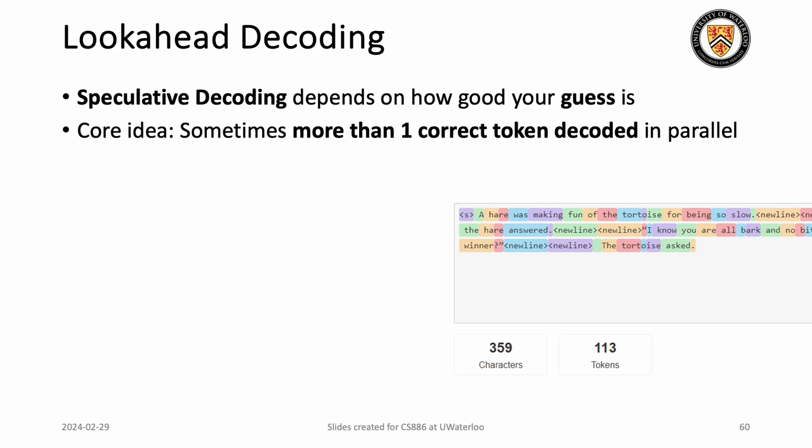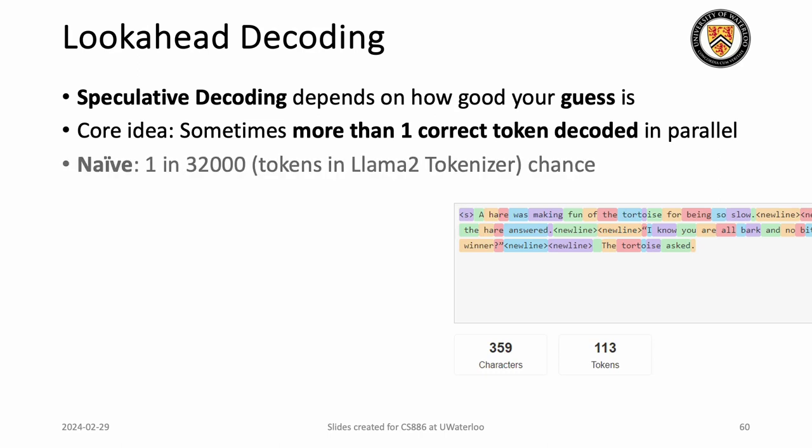If you just look back and build up to this point, the Llama tokenizer has 32,000 tokens. If you randomly guess what your next token should be, that's a 1 in 32,000 chance that you get it right. But in language, all tokens are not equally likely, and you can use that distribution to pick something.